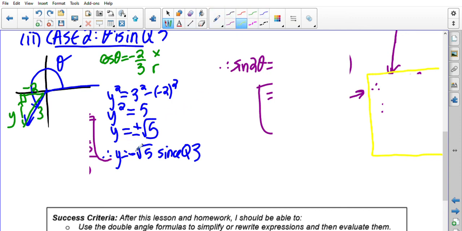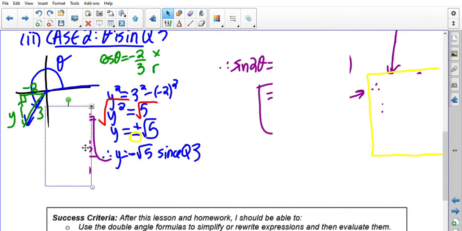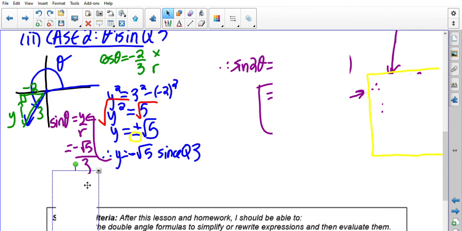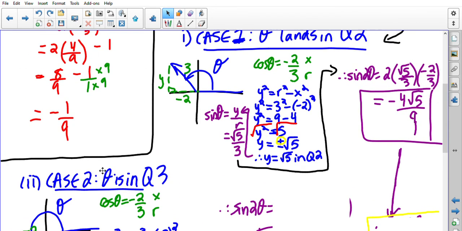However, this time you have to be thinking about this value here. Because now the y value, or this line, extends below the x-axis, the y value is now negative. So in this scenario, y is negative root 5. If sine theta is equal to y over r, then in this case sine theta is equal to negative root 5 over 3. This was very important because this one is a different value than the previous one.